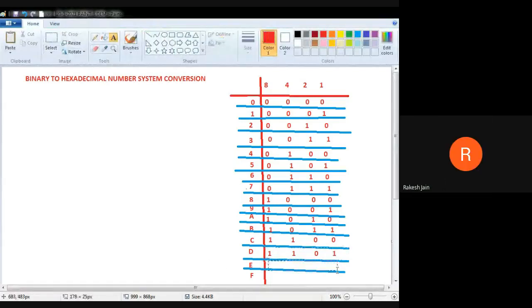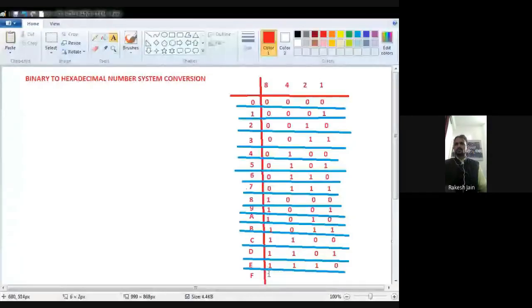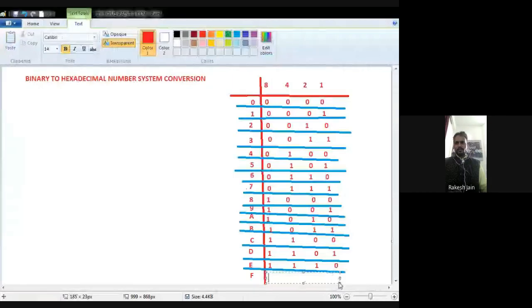Then what is E? E is your 14. So 8, 4, 2 and then 0. And last, F. F is what?